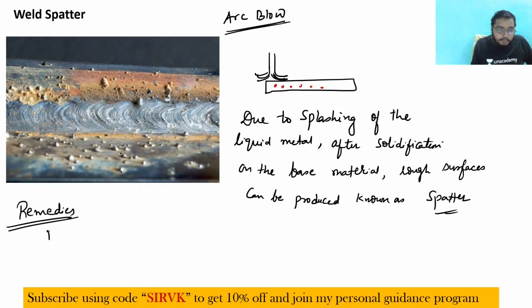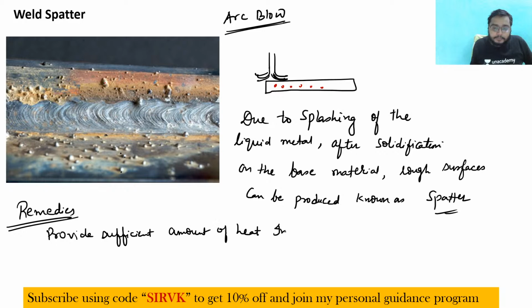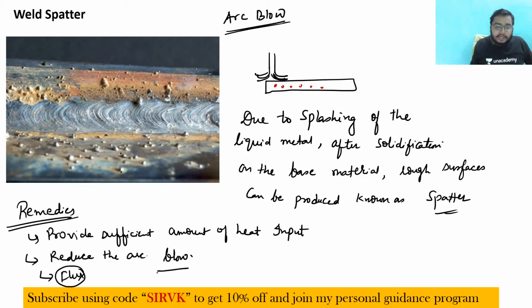So provide a sufficient amount of heat input and reduce the arc blow. You can also use flux, because when you use flux, the arc blow will automatically be reduced. So these are the different types of defects that we get in welding.